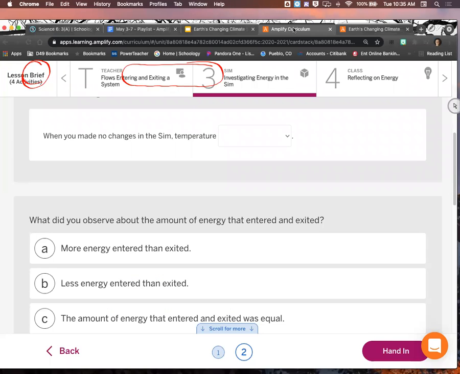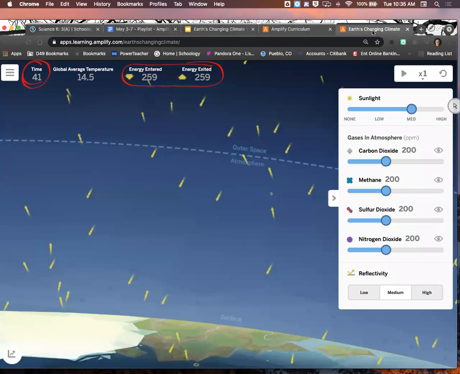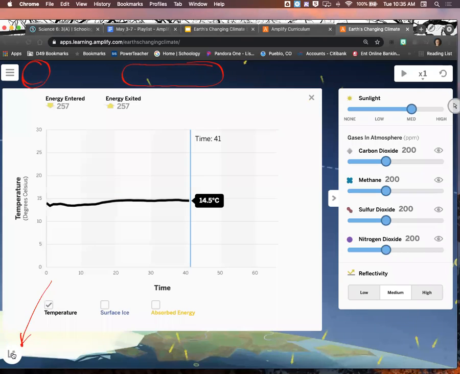When we made no changes in the sim, temperature pretty much stayed the same. Let's go back and make sure by looking at this. And the graph at the very bottom here is something essential when we run these tests, because we have questions like this. Did the temperature stay the same? Well, as it started out, we can pull the time back. We can see it starts right at 14, I believe, yes. So it dropped and rose, but it dropped the same amount that it rose, so it's just pretty much the same temperature.